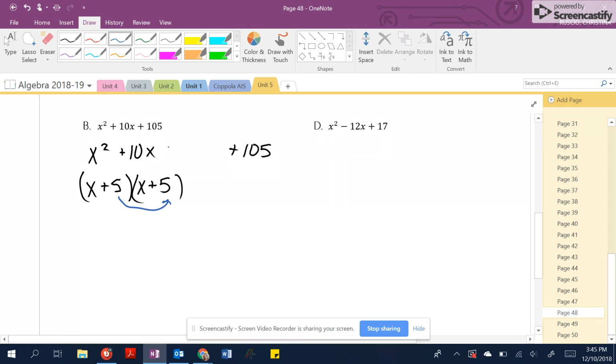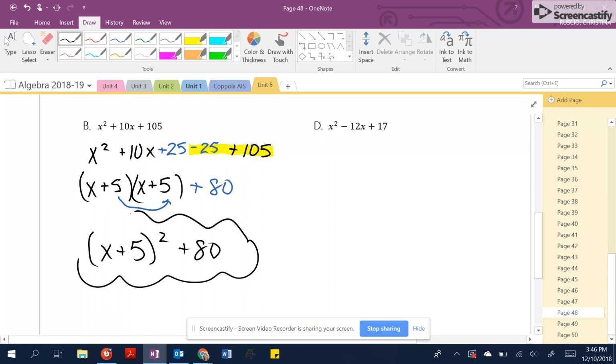Then we realized that there was that last term missing. The 5 times 5 is 25. So if we add 25, in order to keep the peace of this and not change its value, we had to subtract it. Okay, we are almost there. So what is this minus 25 plus 105? That's kind of like our leftover stuff grouped together. Yeah, that's plus 80. So my final step would be x plus 5 all squared plus 80. We have just completed the square.